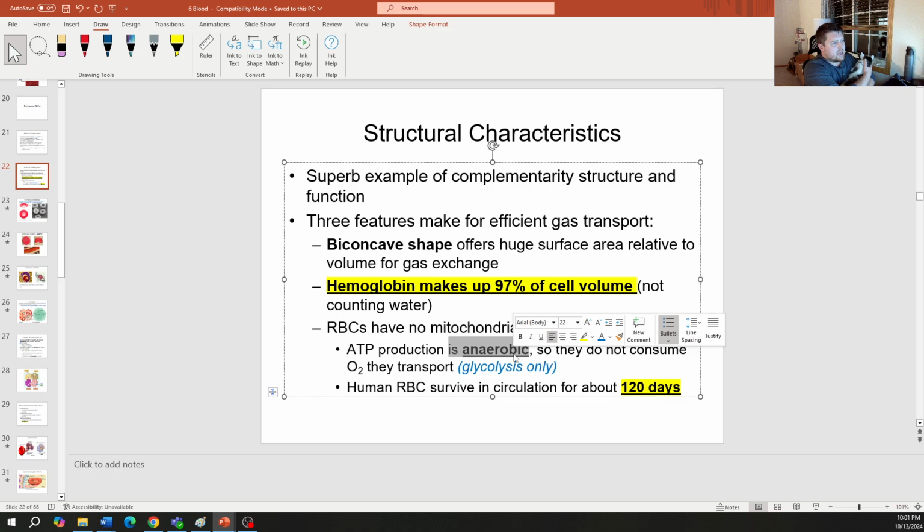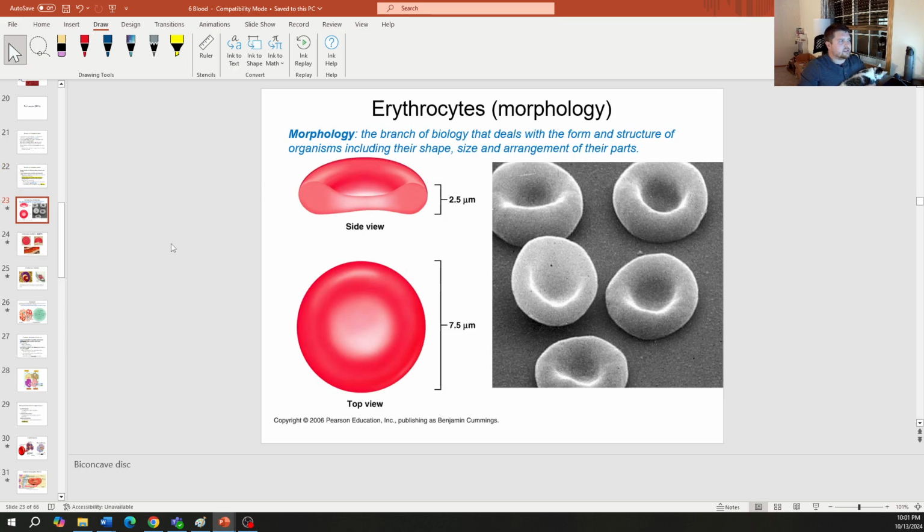Okay? And once again, a little note that human red blood cells survive in circulation for about 120 days. That is going to be a test question. They love that test question about how many days the red blood cells last. 120 days. That comes back several times.